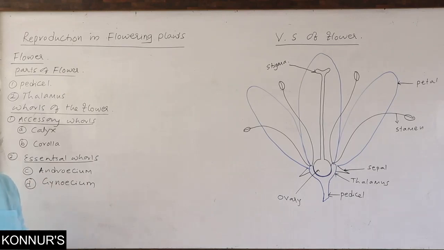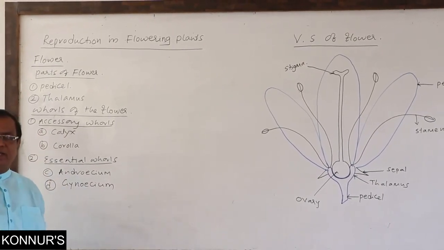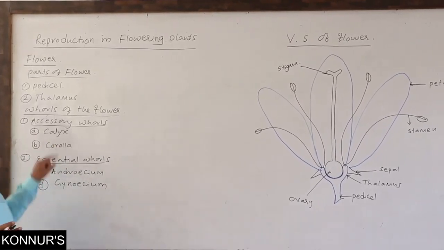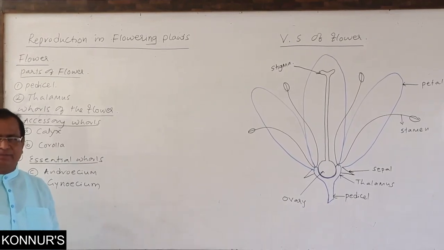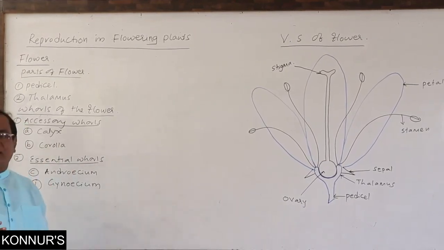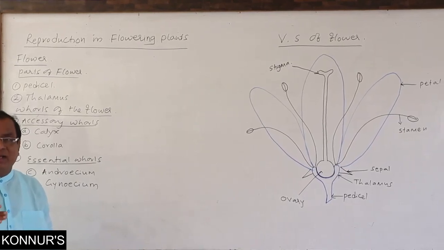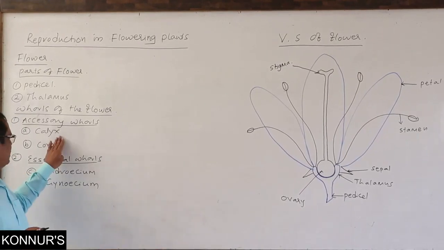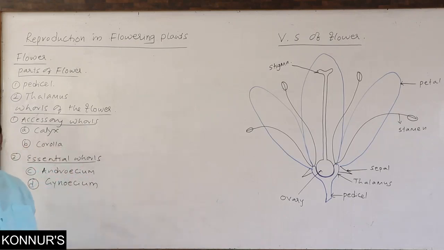Among these four whorls, two of them are named as accessory whorls. Why are calyx and corolla said to be accessory whorls? They are not involved directly in reproduction. Their works are either protection, photosynthesis, or attraction. They are not involved in reproduction. That's why they are said to be accessory ones.